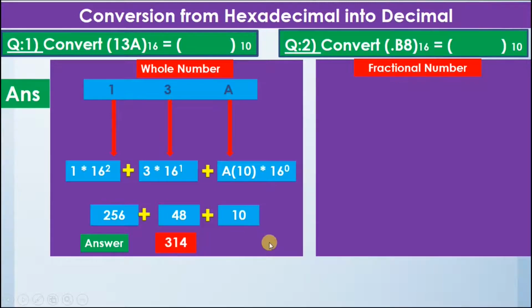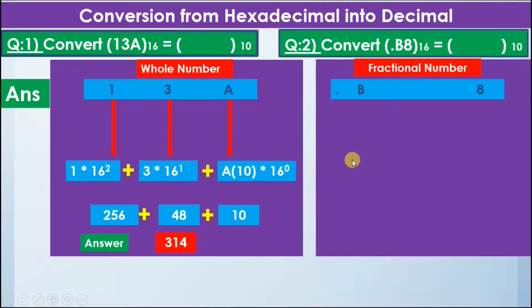So now we will see how to solve the fractional part. In this question, we are given the number 0.B8. As you can see here, 0.B8. And once again, while moving away from the decimal point, in this case we will move from left to right and we will multiply the numbers with negative powers of 16 starting with 16 raised to power minus 1 and so on.